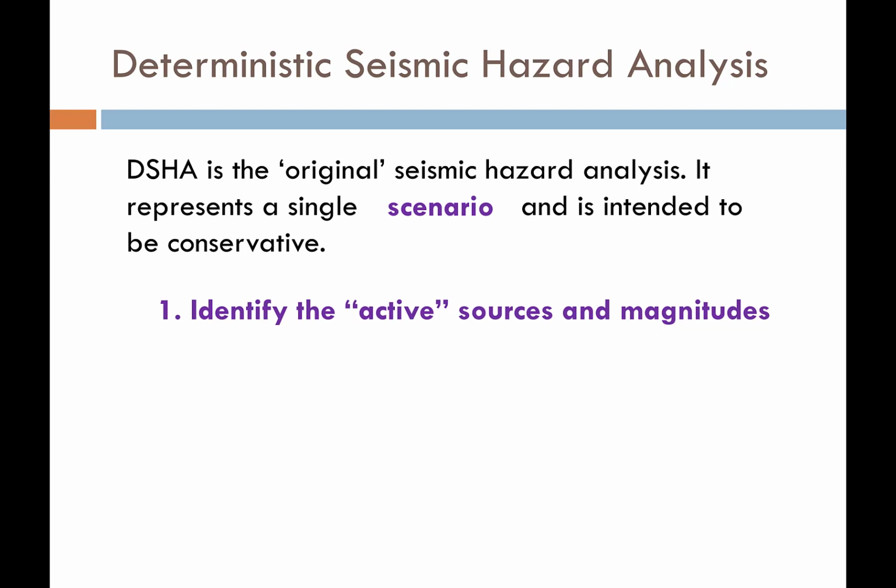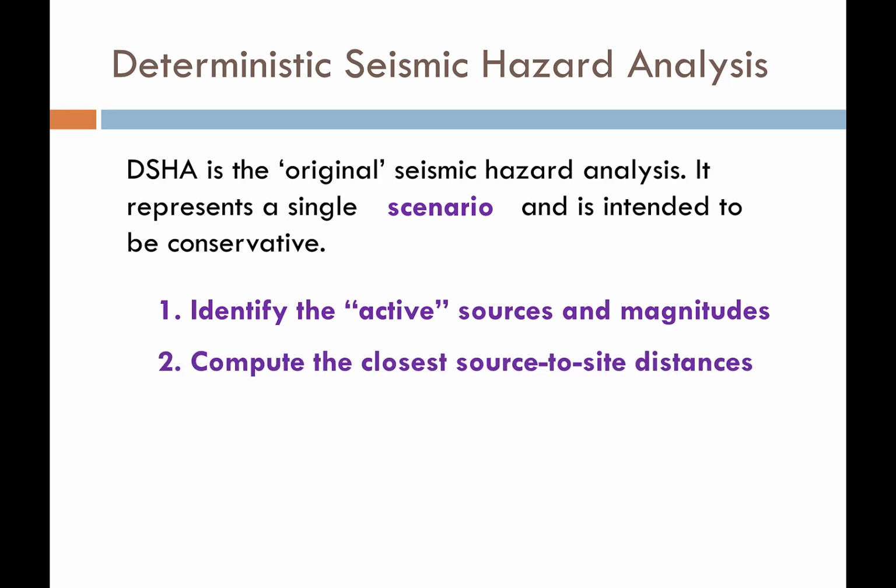Now, once we find those active sources, we have to assign a maximum credible magnitude to each of those sources. And we have ways to do that. I won't delve into them here in this crash course, but if you want to learn more, you can go back and look at this topic in my 545 class. Now the next step is we have to determine the distance from each of those sources to our site.